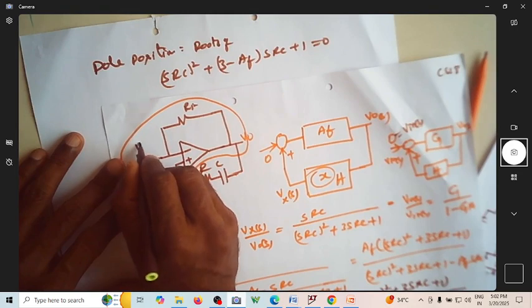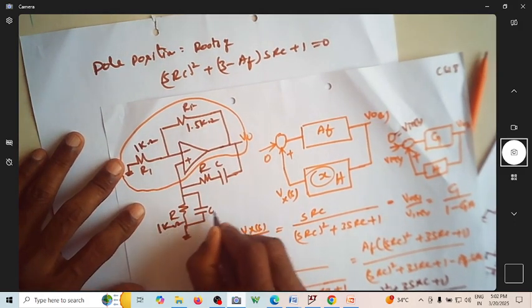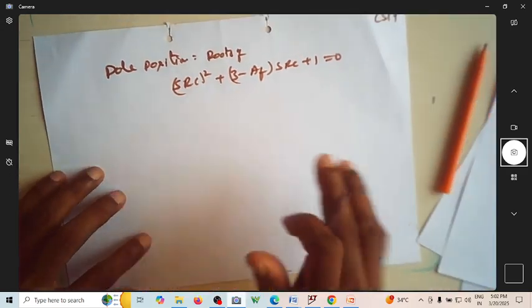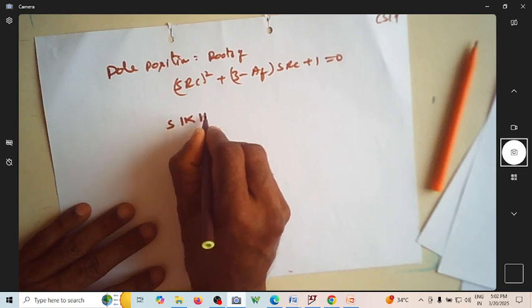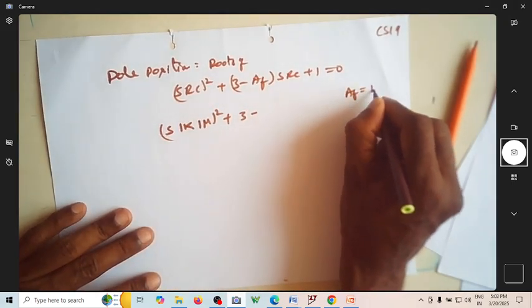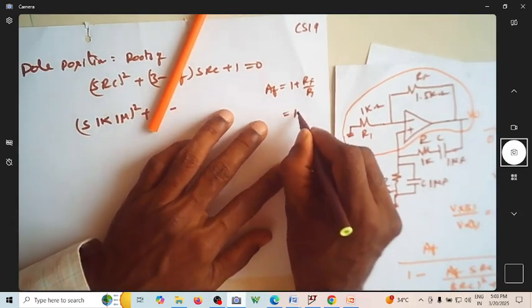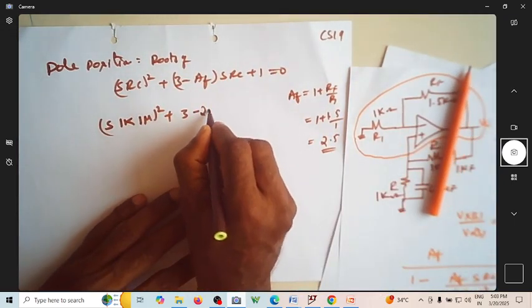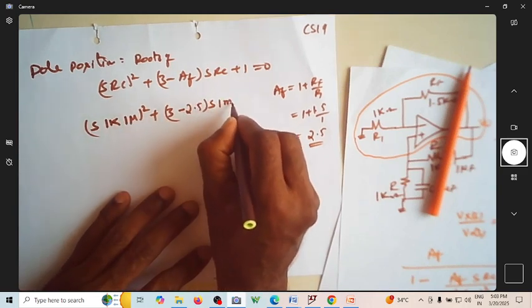So let us take this as 1 kilo ohm. Let us take it as 1.5 kilo ohm. Let us take it as 1K. Let us take this as 1 microfarad. So this is also 1K. This is also 1 microfarad. Correct? So now let me find out what these are. So this is S. How much is R? This is 1K into 1 micro whole square plus 3 minus what is AF? AF is actually 1 plus RF by R1. So what will be this? Since you have this as 1 plus 1.5 by 1, which is now 2.5. Correct? So it is 3 minus 2.5. SRC is 1 milli. So it is 1K into 1 micro, which is 1 milli, plus 1 equal to 0.